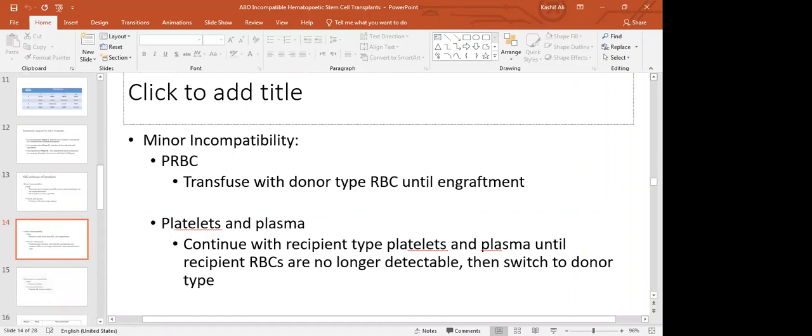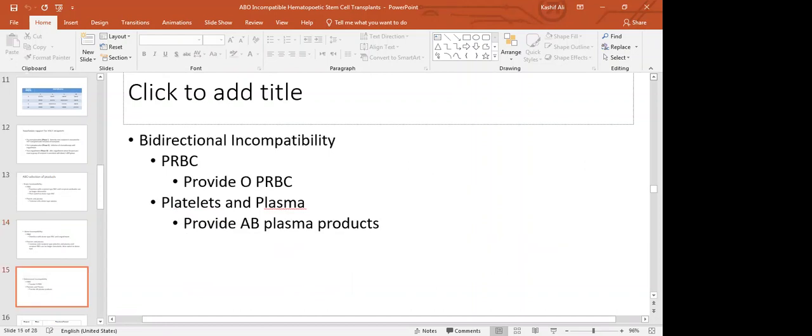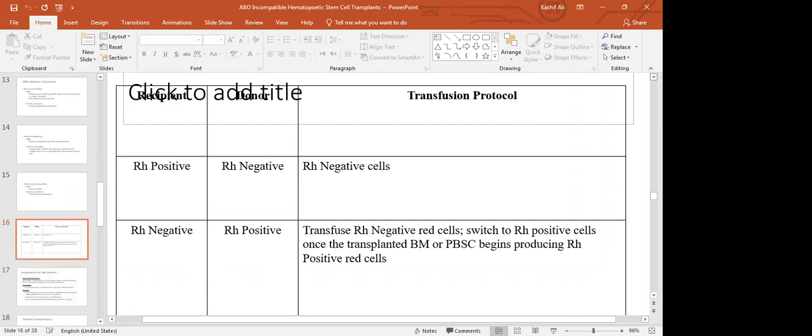In minor incompatibility, we can transfuse PRBC with donor type until engraftment, but platelets and plasma switch until recipient's RBCs are no longer detectable, then switch to donor type. In bidirectional incompatibility, we can transfuse PRBC, provide O type, and for platelets and plasma provide AB products. That is the transfusion protocol.